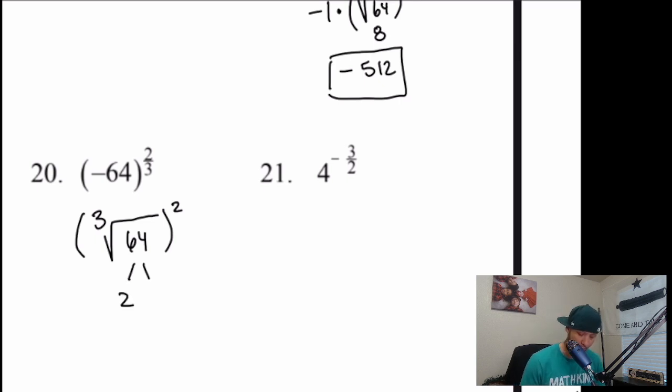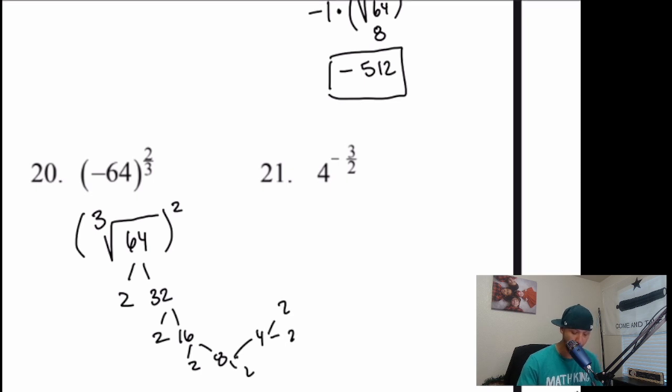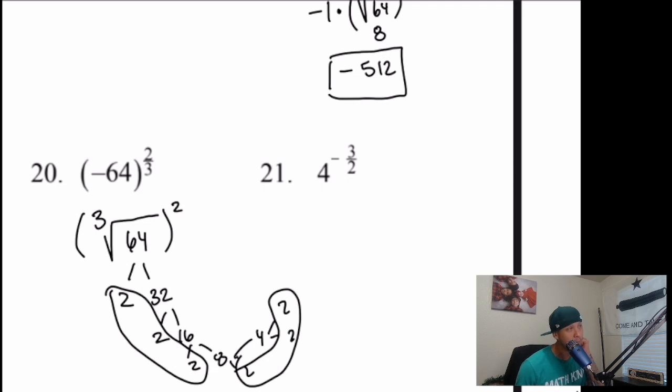If you don't know by now, we can always factor it. 2 times 32, 2 and 16, 2 and 8, 2 and 4, and then 2 and 2. So we want to group them in threes, right? Because it's a cubed root. So here's 1, here's 2. So the cubed root is going to be 2 times 2, which is 4. So 4, right? That's the inside part, but it's negative, right?